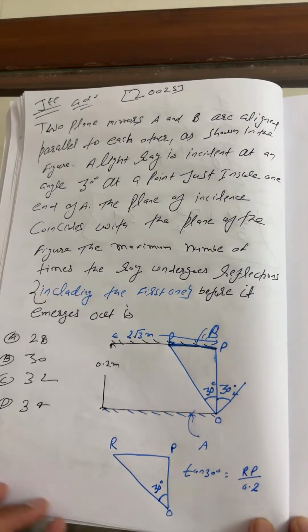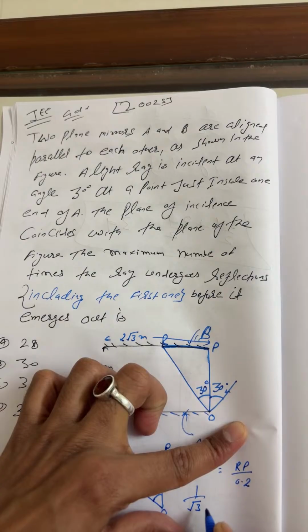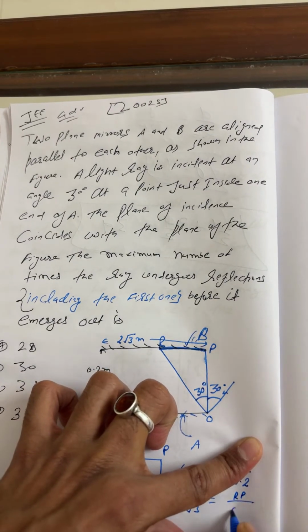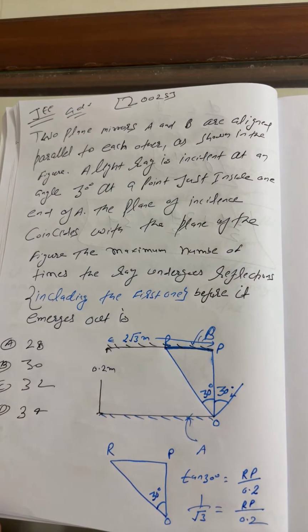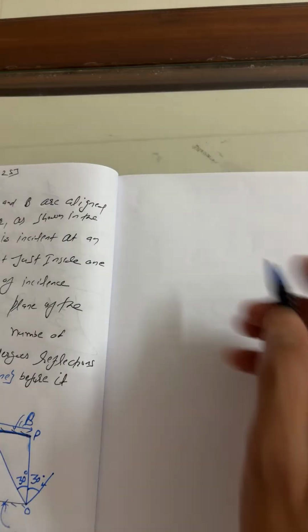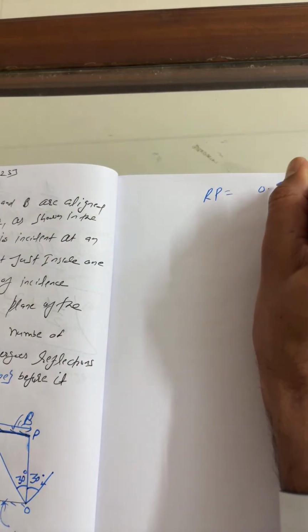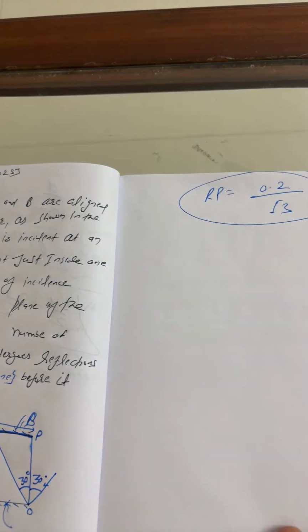Now beta, you can see tan 30 is equal to 1 by root 3. So this is RP upon 0.2, which finally you can write: RP is equal to 0.2 by root 3.